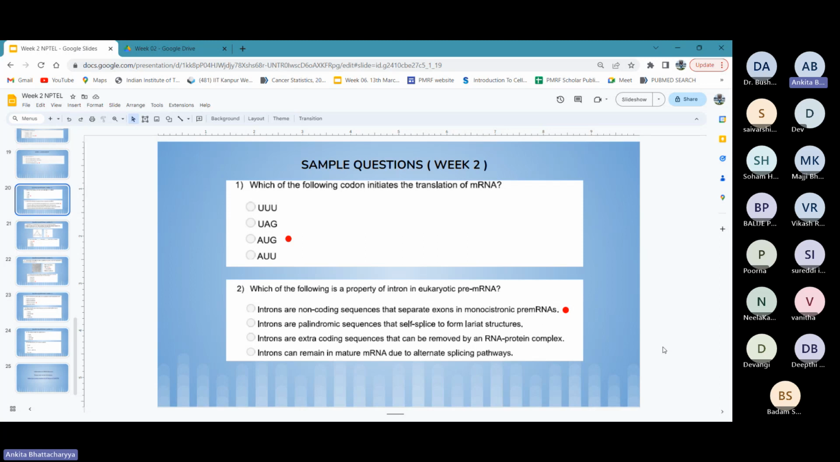Then, they are extra coding sequences which can be removed by an RNA protein complex. They are extra sequences, but they're not coding in nature, introns. So this is also not true. They can remain in mature mRNA due to alternate splicing pathways. It is completely the opposite, because even in alternate splicing, what happens is that different combinations of exons are allowed to attach to each other. But in any sort of splicing, introns are not retained, or they should not be retained. So the correct answer for this would be the first one.